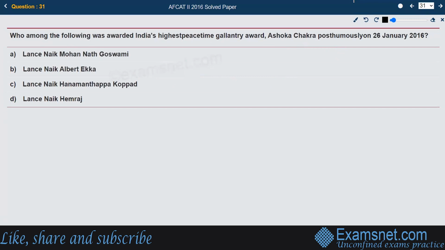Next, who among the following was awarded India's highest peacetime gallantry award, the Ashoka Chakra, posthumously on 26 January 2016? Posthumously means an Indian soldier receives an award after his martyrdom. The right answer is option A, Lance Nayak Mohan Nath Goswami.